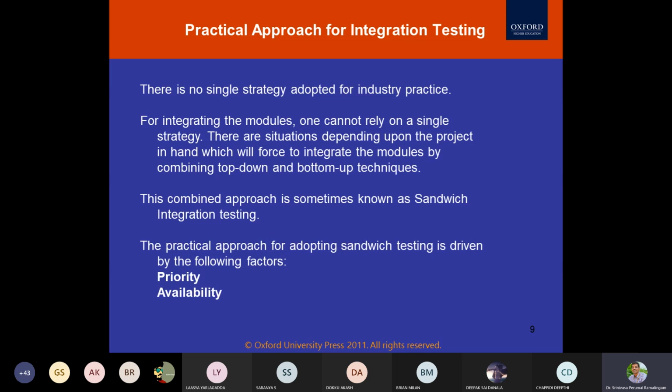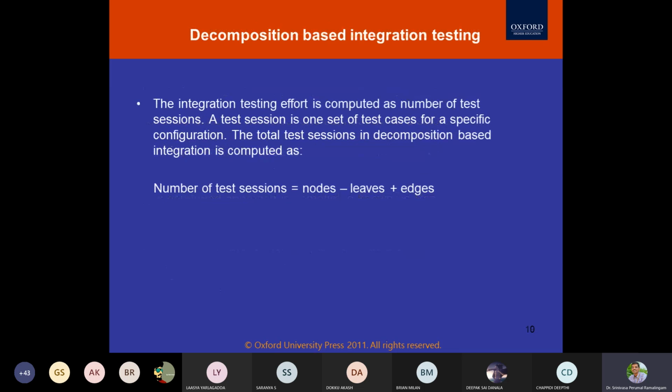Before that, just general practical approaches. There is no single strategy adopted for industry practice. For integrating the modules, one cannot rely on a single strategy, so it may differ. A combined strategy will be better. The combined strategy means the sandwich approach. I will explain one by one what the sandwich approach is.